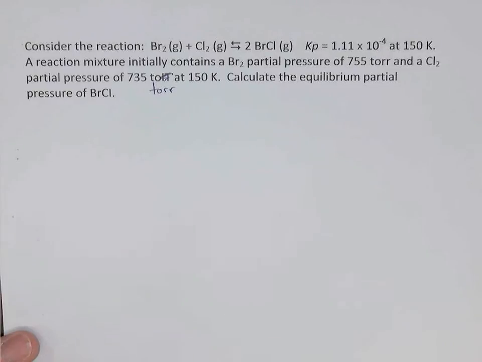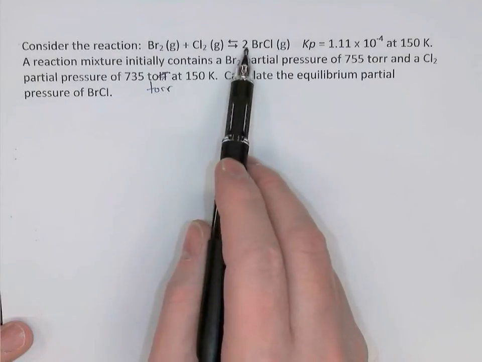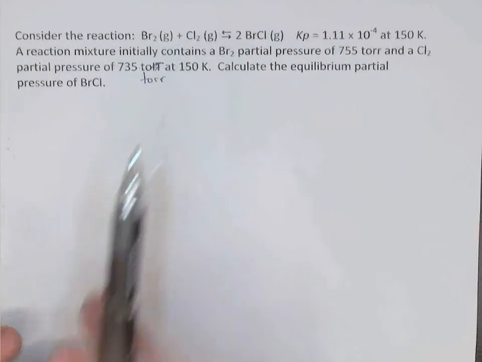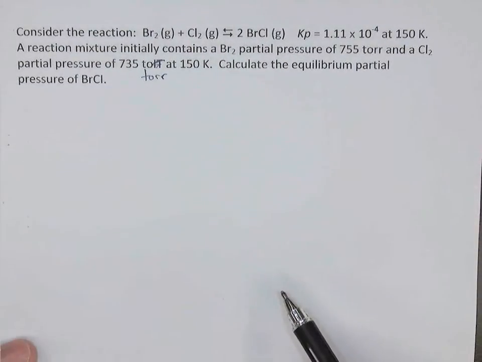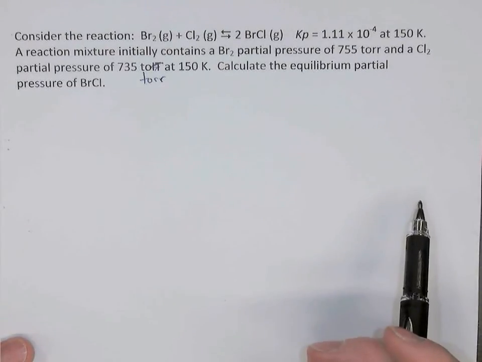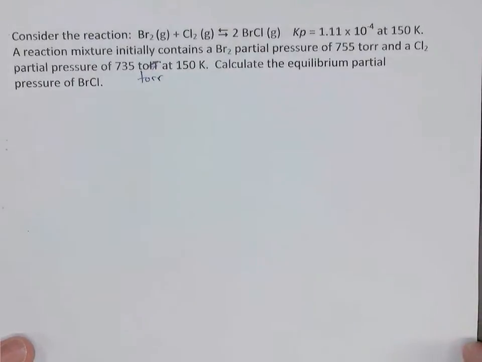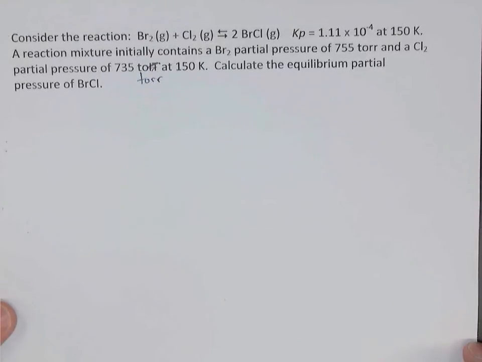It turns out that in this particular question, because of the ratio 1 to 1 to 2, the Kp here is going to actually be unitless, and so it is possible in this particular question to solve it using torr, but just out of habit we're going to switch to atmospheres, because in most questions you can't leave it in torr, you do have to switch to atmospheres.